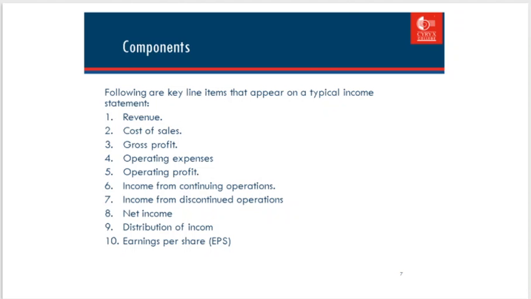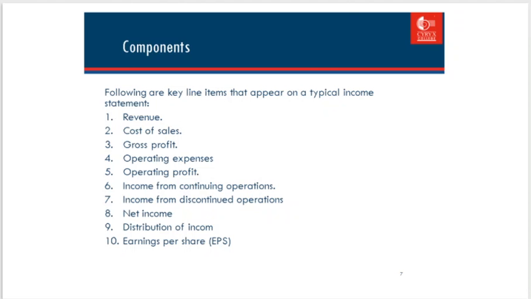Sixth, income from continuing operations equals EBIT minus taxes. It represents the net income, i.e. after-tax income, earned from business components that the company intends to own in the future. It excludes any income earned during the year from business components that are treated as discontinued operations. Income from continuing operations provides a picture of the company's continuing earning capacity.